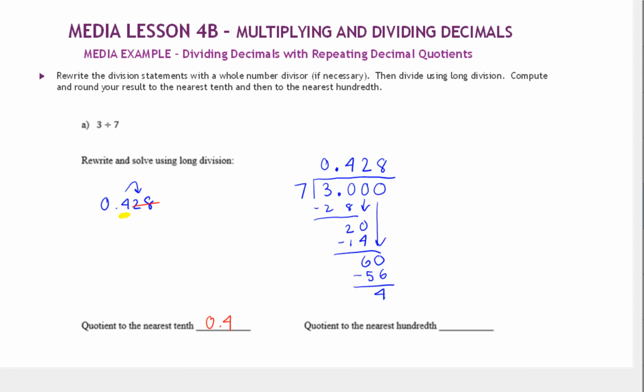Now the nearest hundredth, 0.428. We want to round to the hundredths place. Looking at the digit to the right, it's greater than 5, so we're going to add 1 to this digit and drop the rest. So to the nearest hundredth, it's 0.43, or 43 hundredths. Okay. Let's look at the next one.